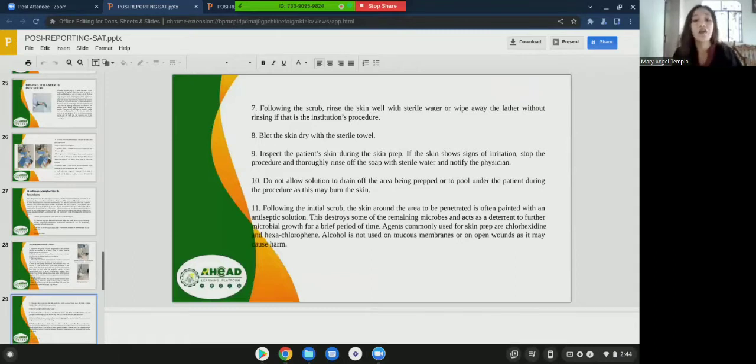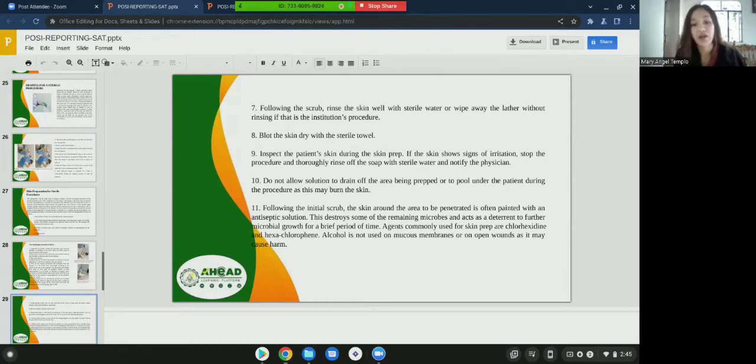7. Following the scrub, rinse the skin well with sterile water, or wipe away the lather without rinsing if that is the institution's procedure. 8. Blot the skin dry with a sterile towel. 9. Inspect the patient's skin during the skin prep. If the skin shows signs of irritation, stop the procedure, thoroughly rinse off the soap with sterile water, and notify the physician. 10. Do not allow solution to drain off the area being prepped or to pool under the patient during the procedure, as this may burn the skin.